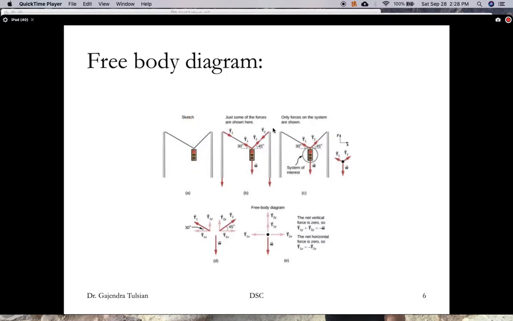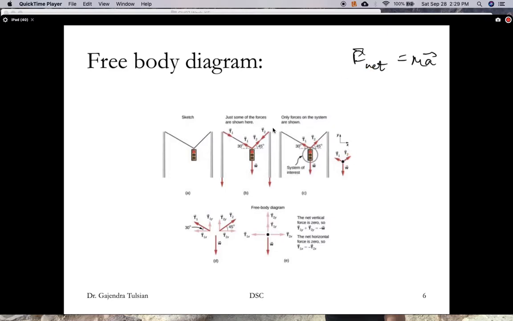Here's a traffic light hanging from these two ropes. You can think of that knot, and that knot is at rest. So Newton's second law says net force equals mass times acceleration. And since the acceleration of that knot is zero, the net force acting on it must be zero. This diagram shows you the three forces acting on the knot: the tension in that string, the tension in this string, and the weight hanging. So these three forces must add up to zero.